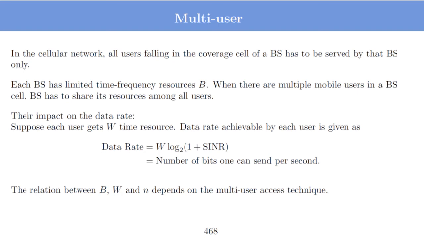Now, how does this W depend on the number of users? We can of course understand the number of users plays an important role. If you have more users, each user will get less time resource. So how do the total bandwidth B, each user's bandwidth W, and the total number of users N depend on each other? That depends on the multi-user access.